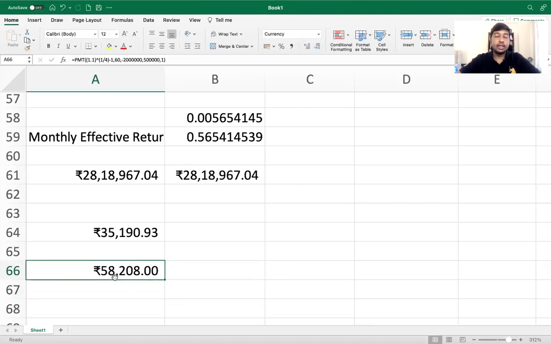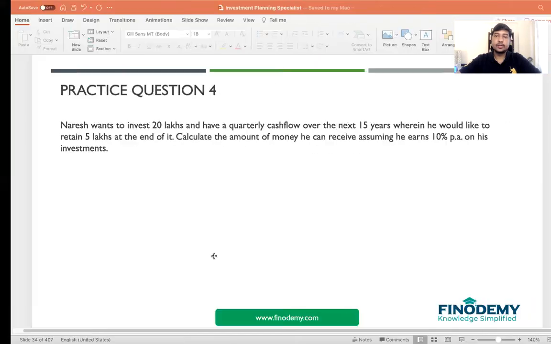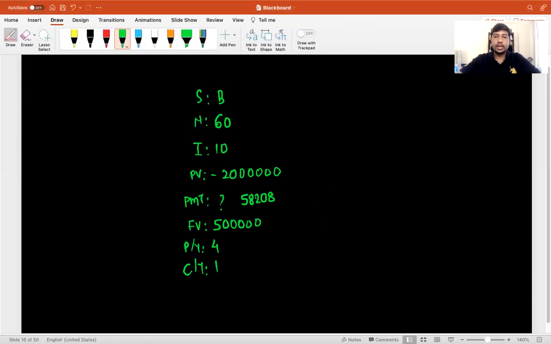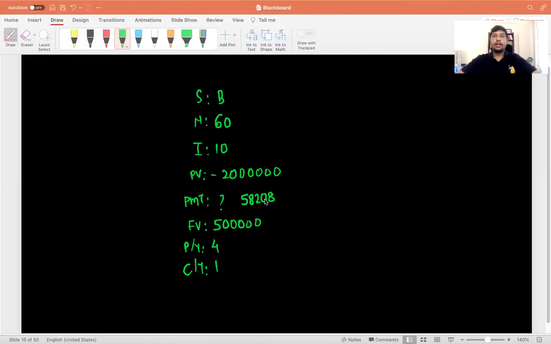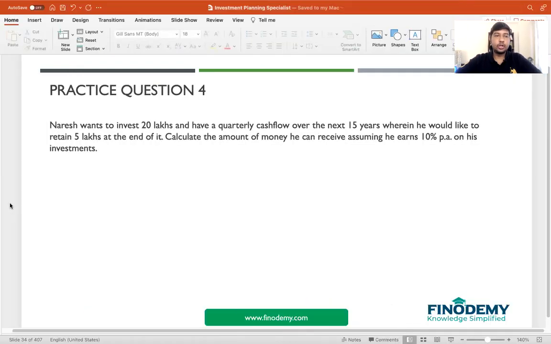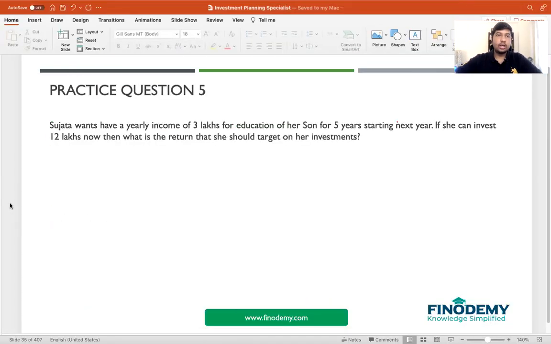So you're getting exactly 58,208, which is exactly matching with what you see over here. Okay, please make a note of these inputs quickly, and later on you can solve it on your own. Assuming that you are done copying this, let's move on to the last question for today.